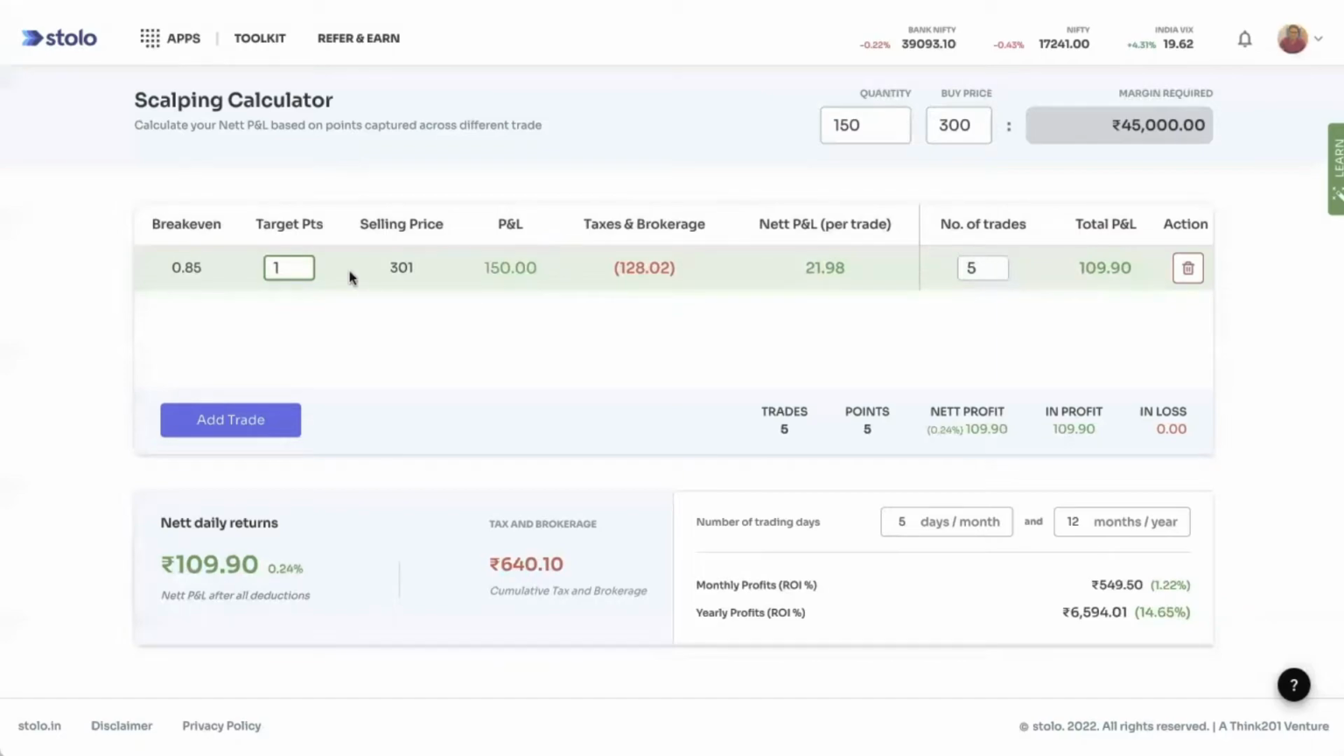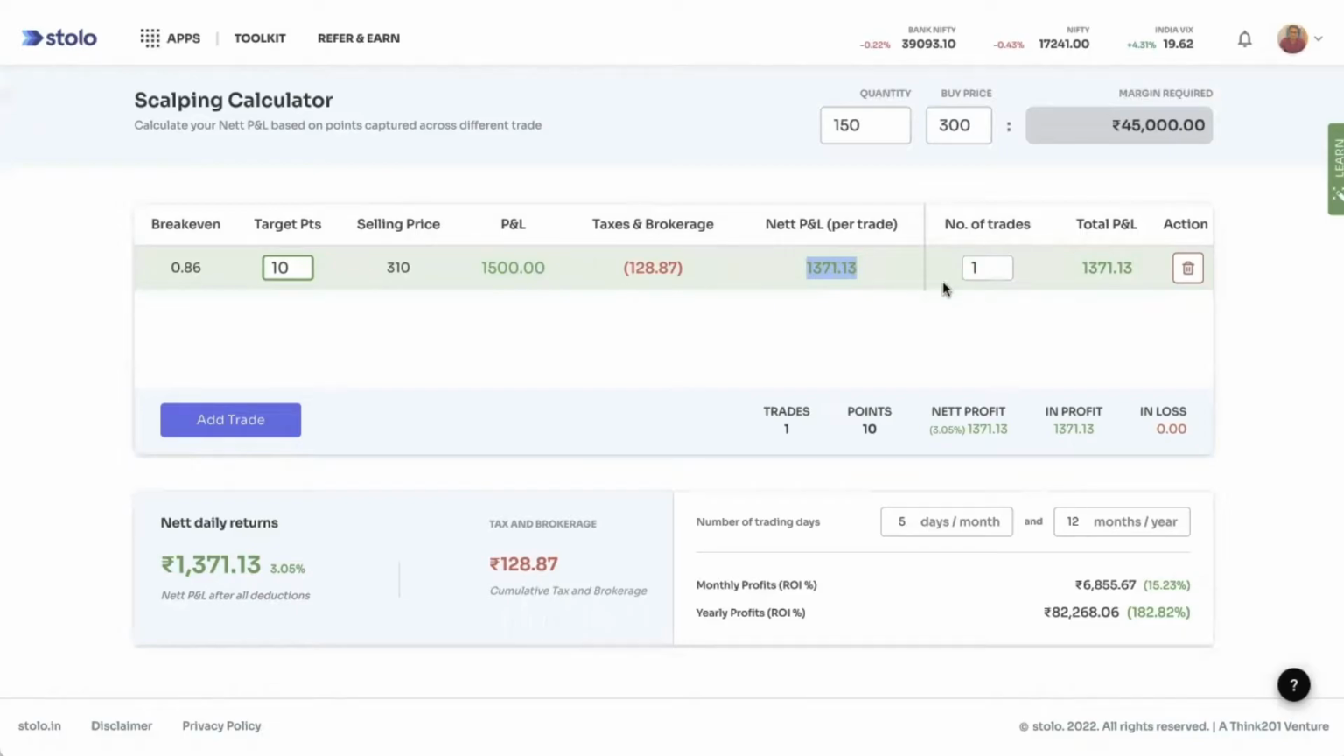Definitely, in a real scenario we will not capture just 1 point. In Bank Nifty we can easily capture 4 or 5 points or 10 points. The moment you make this 10, the calculator is smart enough to do the calculation throughout the page according to your input. Let's say we capture 10 points. With simple maths, we are capturing 150 into 10, which is 1500, and this is what most brokers show, that your profit is 1500. But actually your profit would be just 1371 rupees plus some paisa, because you are paying brokerage as well.